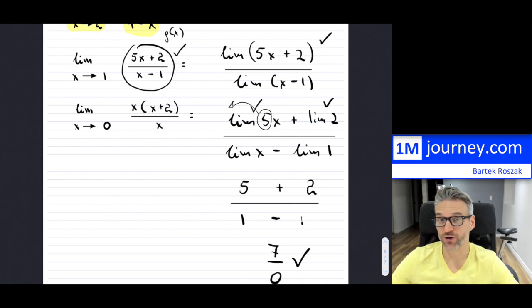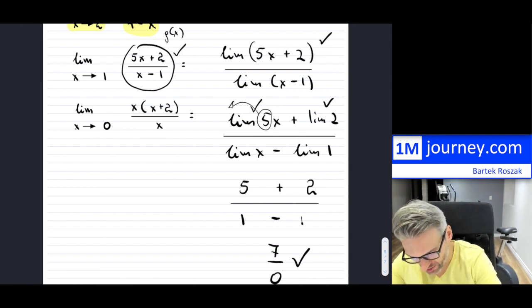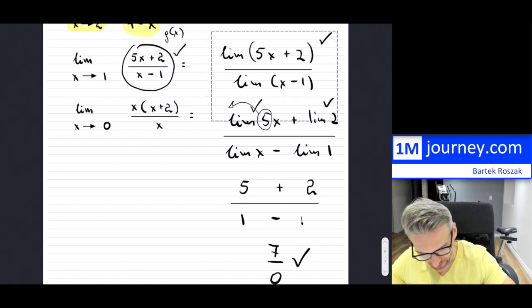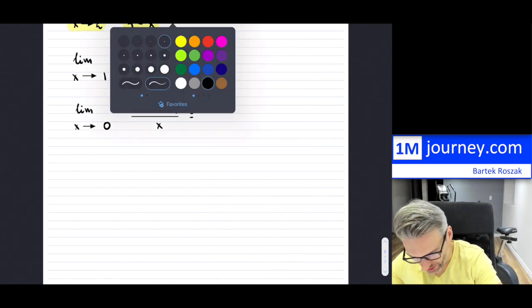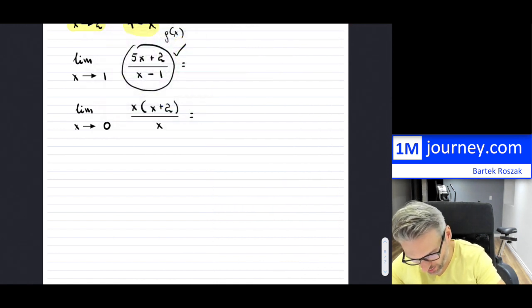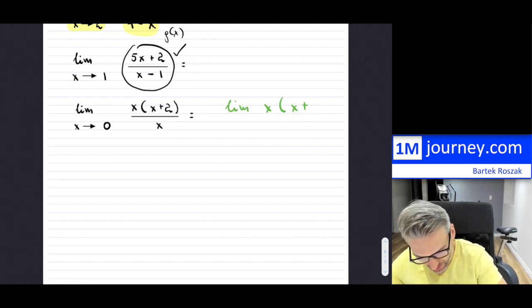So that's another example that you would get. And now here, the last one, okay, for this is actually a good one. So let me remove this right here. I'm going to switch the color. Now, for this one, notice what we would get. We would get limit x, and then this would have been x plus 2 all over.